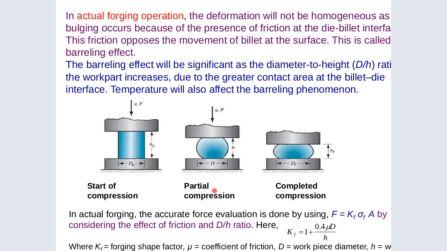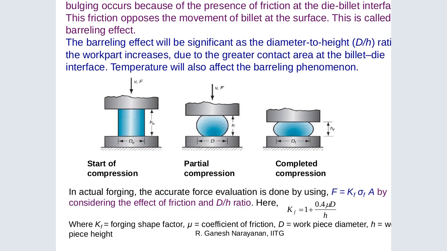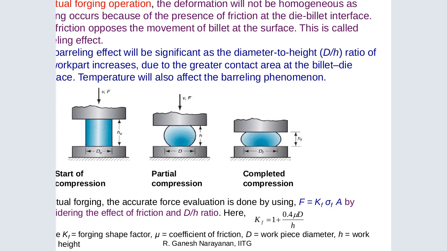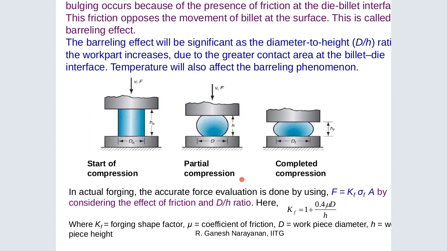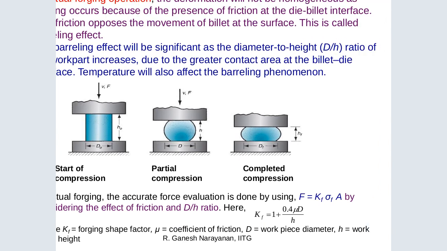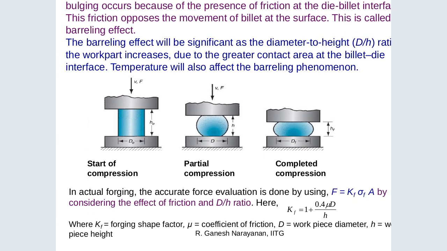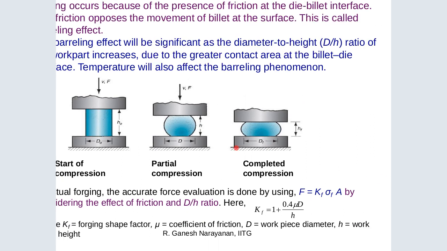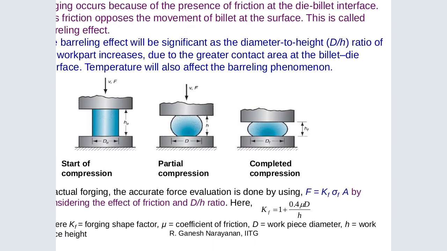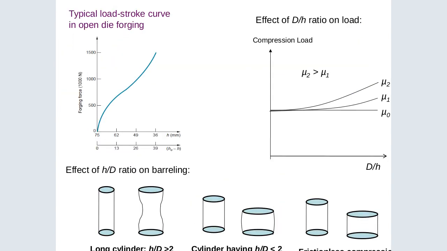Now look at this. This is now the actual forming process. So the start compression is there, the partial compression, and then the final compression. You can see now this actual forging, accurate force evaluation is done using that formula. K is a constant that is normally given, where K is the forging factor, which is a constant coefficient, and the coefficient of the ratio is given by that, and then the D is the workpiece diameter. So at some time it will be needed to do some small calculations.